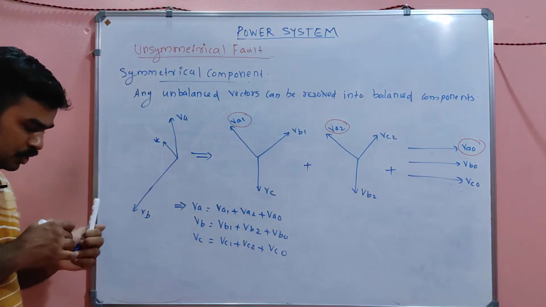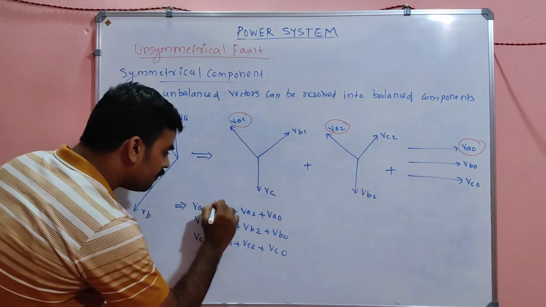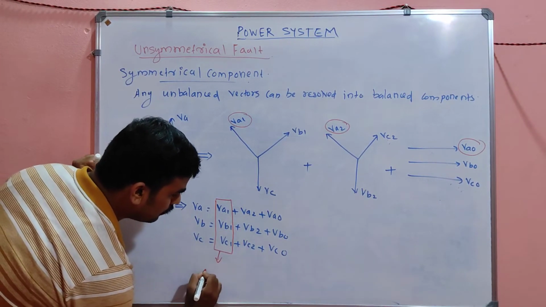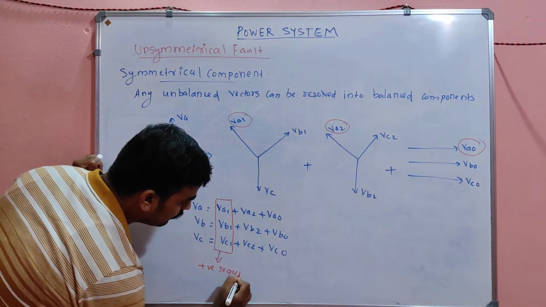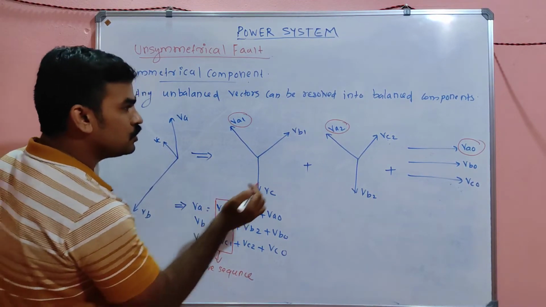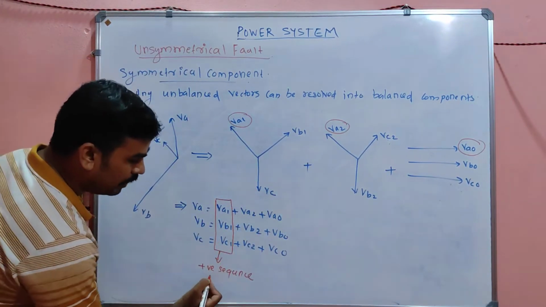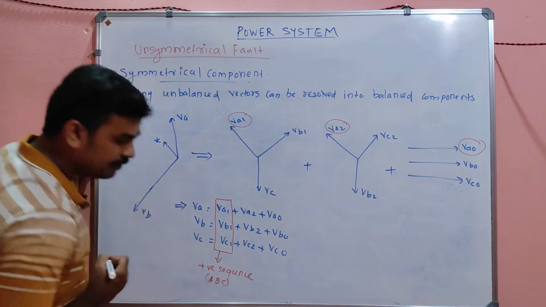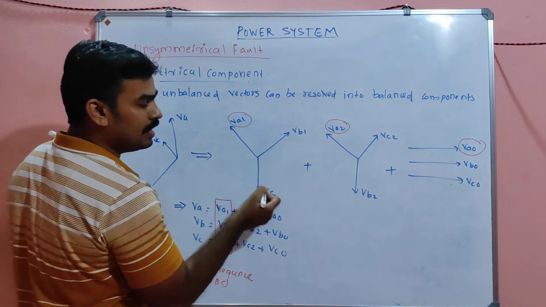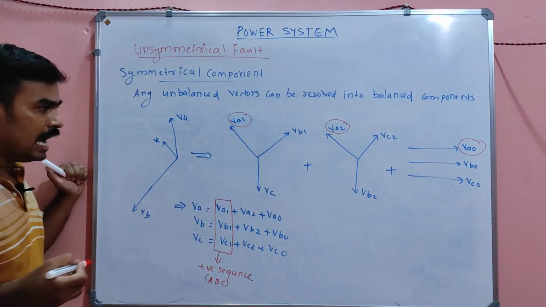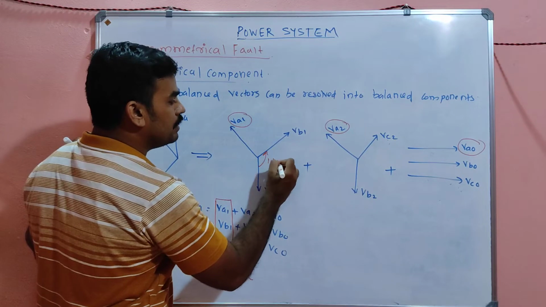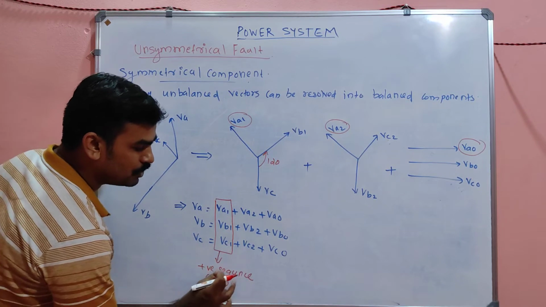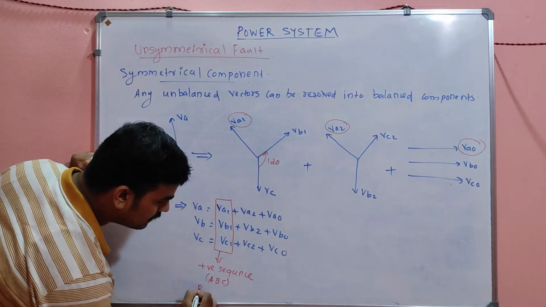Among these, VA1, VB1, VC1 are all called the positive sequence. And see the nature of VA1, VB1 and VC1. Why is this called a positive sequence? It is in ABC phase sequence, correct? After A, after B and after C. Is it clear? And each has a phase angle of 120 degrees. So these three vectors are positive sequence, ABC balanced vectors.